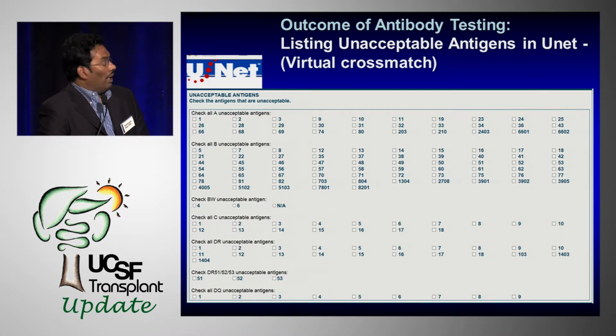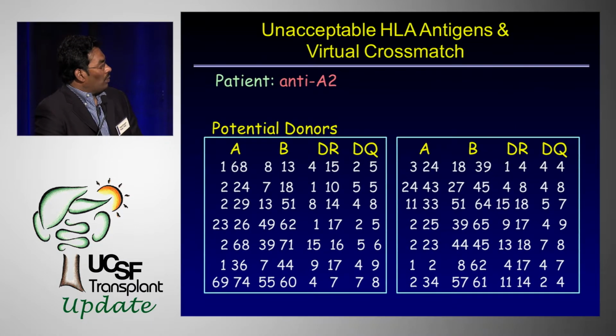So what is the outcome of all this antibody testing? Once we have the antibody testing, we list all the unacceptable antigens in UNOS. You can just click all these buttons. If the patient has, say, A2 antibodies, you click them, and that will avoid any UNOS donor having HLA-A2 antigens. So that's what you can do in the laboratory. For example, if the patient has A2, these are the donor types here.